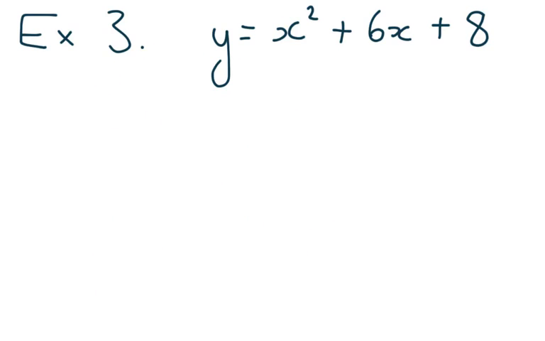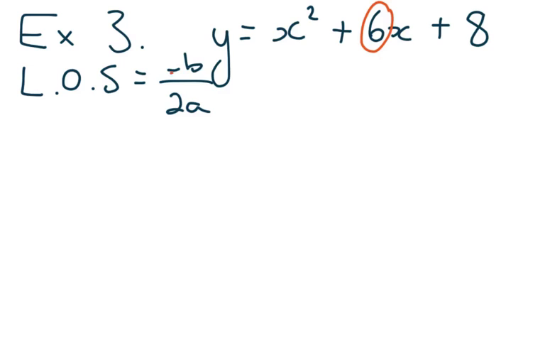Okay, so our final example here is in standard form. So this time it's a little bit harder to get our turning point, and we can't actually get our turning point first. The first thing we need to do is our line of symmetry using the formula -b over 2 times a. Okay, b is here, and a is here. Now obviously there's no number in front of the x squared, but we know that that's actually a 1.